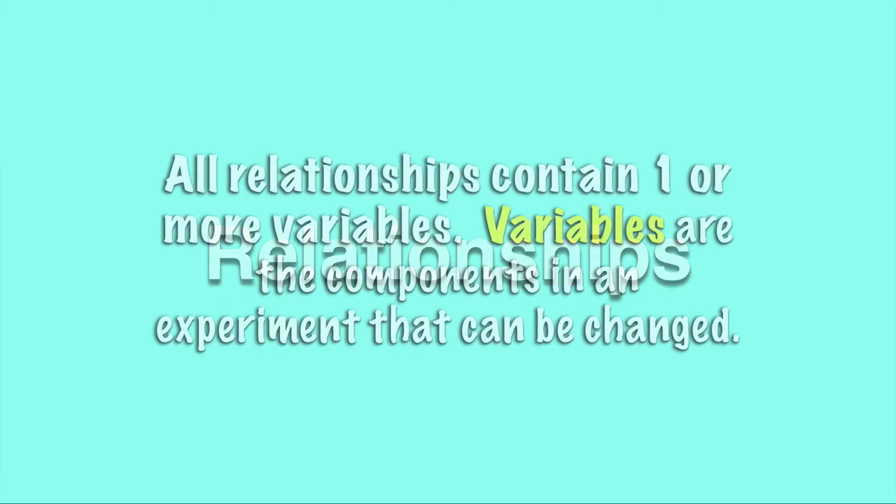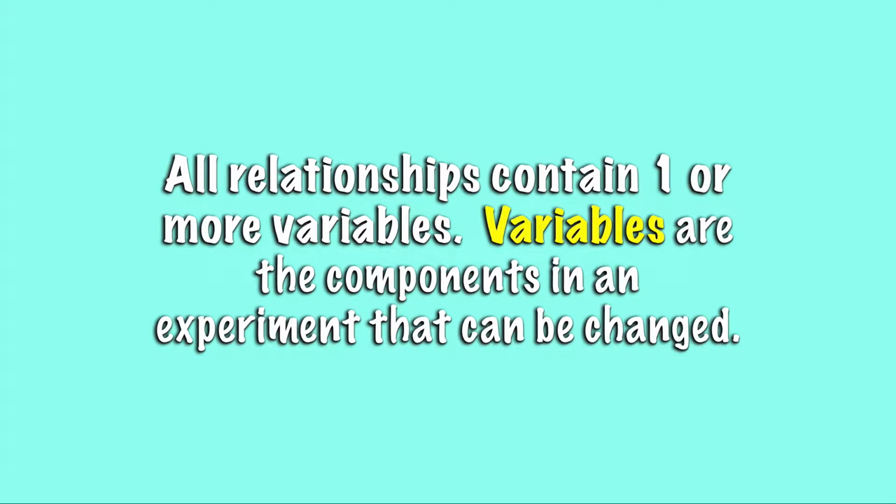In this video, we're going to explore relationships as they pertain to science. So, all relationships, mathematically speaking, scientifically speaking, contain one or more variables. A variable is a component in an experiment that can be changed.